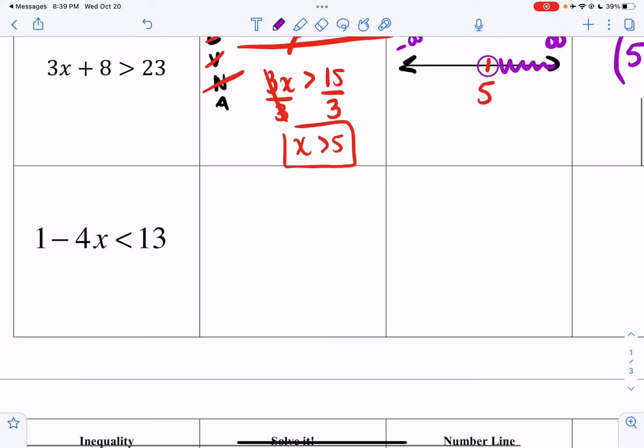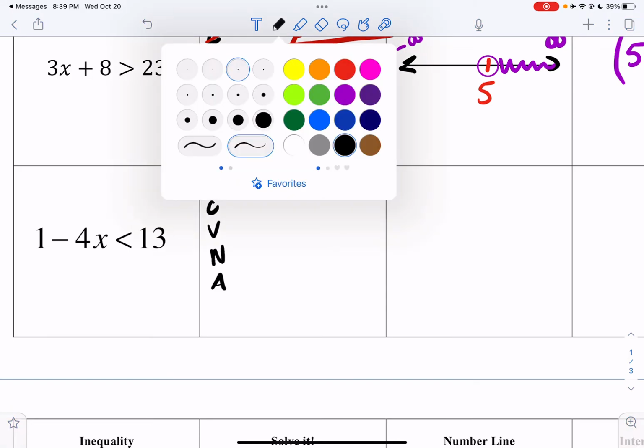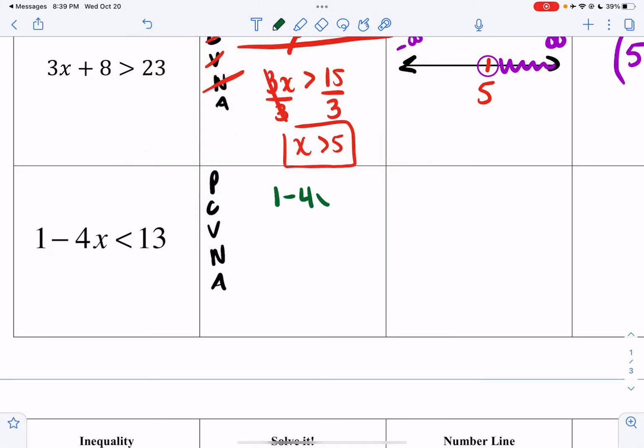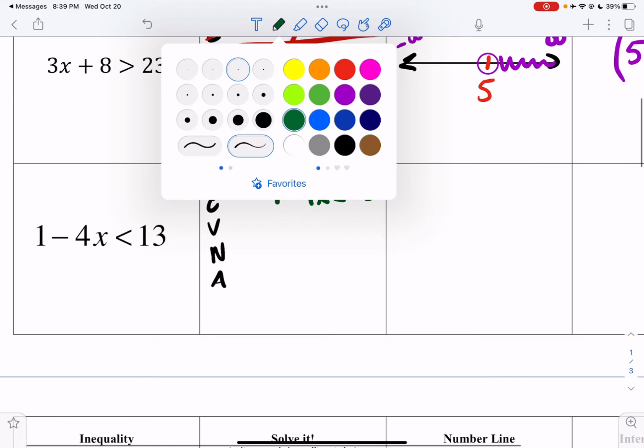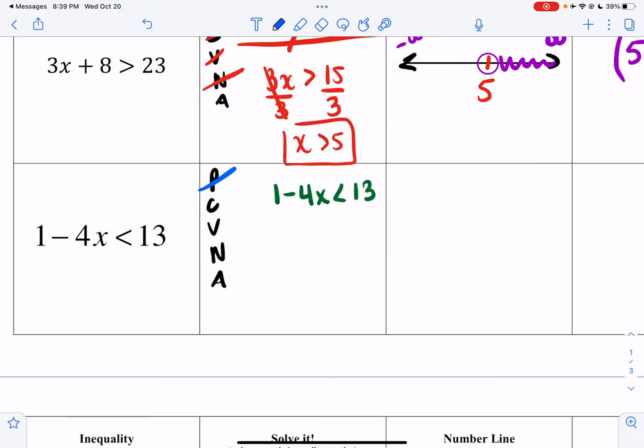Number 2's inequality: 1 minus 4x is less than 13. So I have my PCVNA. I now have 1 minus 4x less than 13. I have to ask myself, do I have parentheses? Nope, so I cross it out. Can I combine any like terms? Nope. Are all my variables on one side? Yup. Are all my numbers on the other? Nope. So I've got to get this 1 over there.